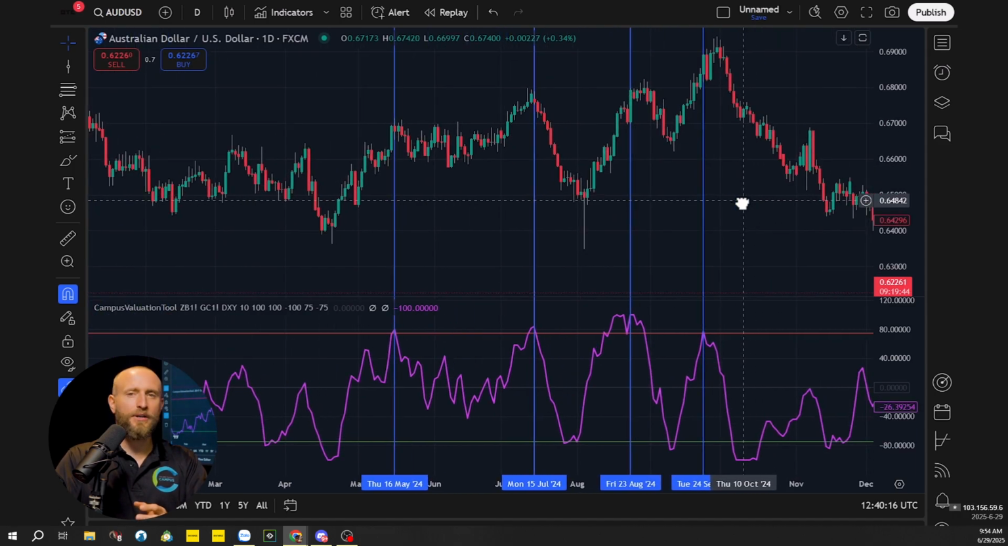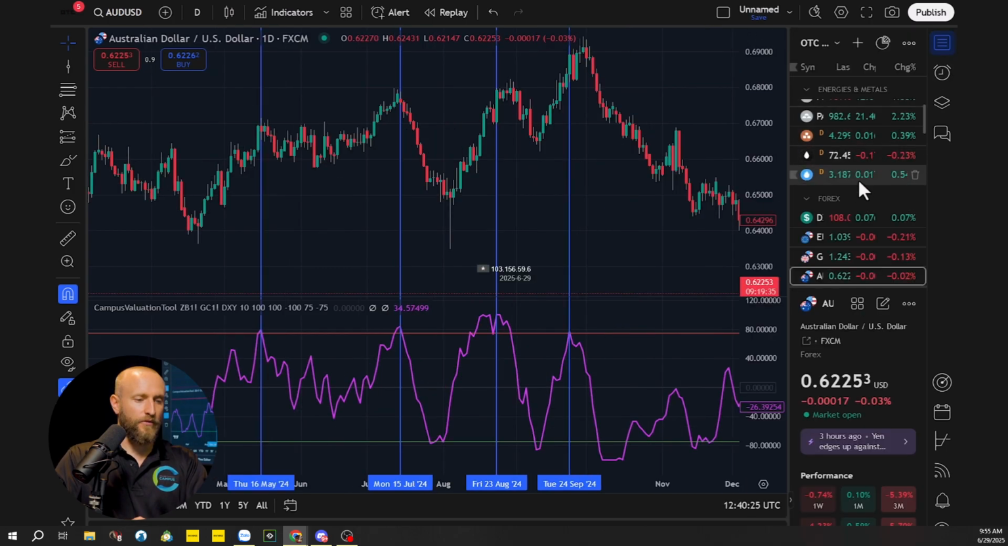Now that we've looked at a currency, let's go to a stock where we use a little bit different settings and see how we can use the indicator also with a different reference symbol. So let's go, for example, to Apple.